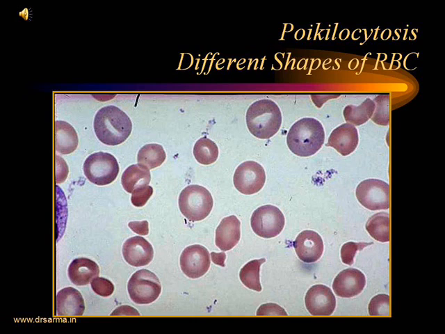In poikilocytosis, we have different shapes of the RBC. Look here, some of the RBC are perfectly round discs, some other RBCs are fragmented and they have different shapes. And this is what is called poikilocytosis.